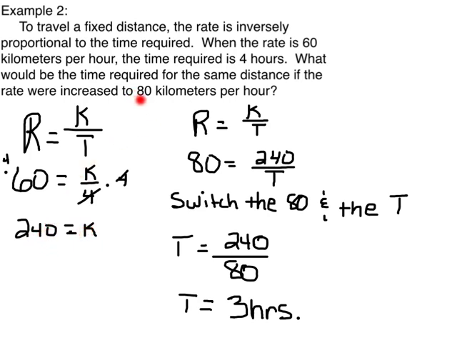Now we're going to change our rate to 80, from 60 to 80, and use our constant here to find the time. Then we're going to do our shortcut. We're going to switch 80 here and T here. So T equals 240 divided by 80, and then that would mean that the time would be 3 hours.